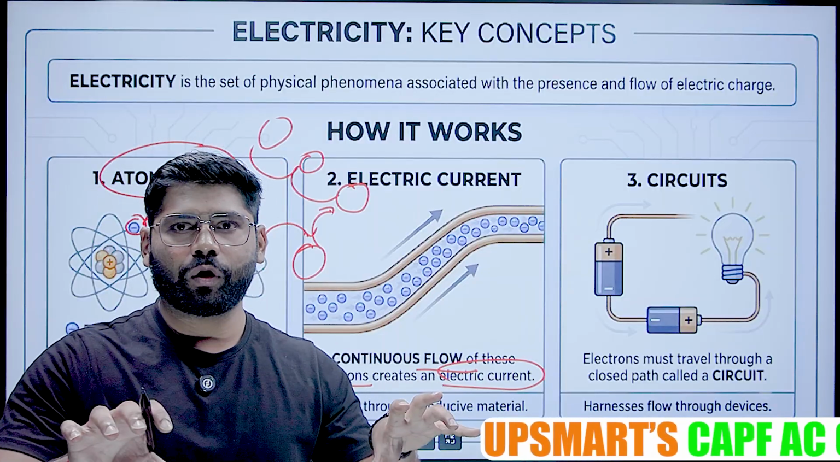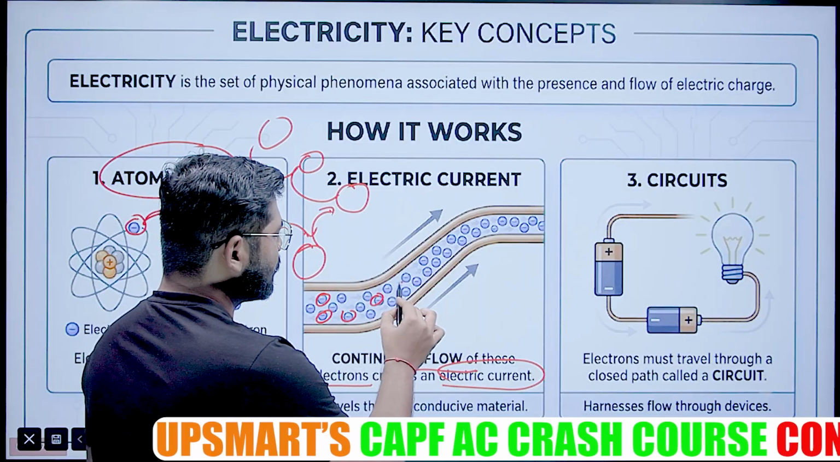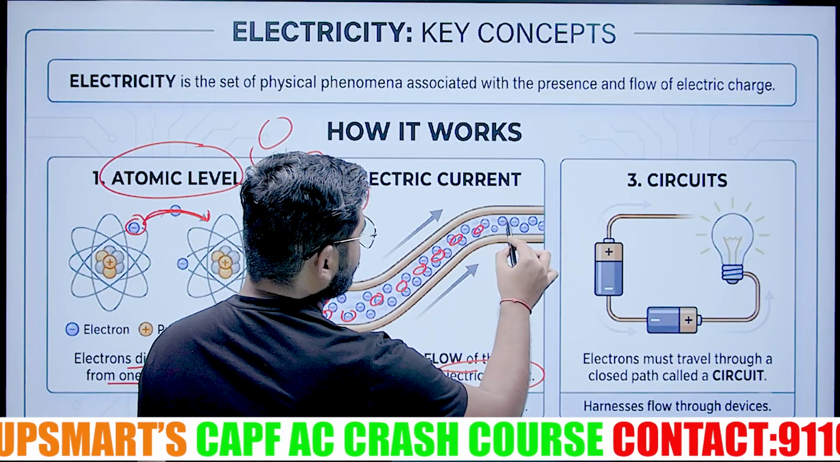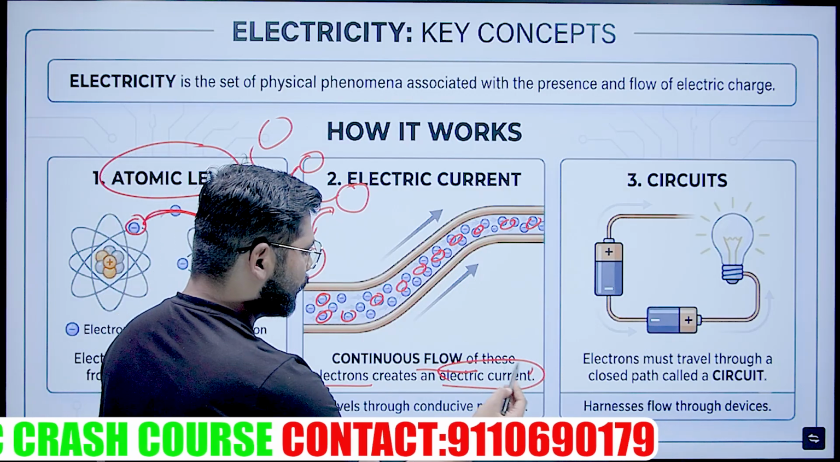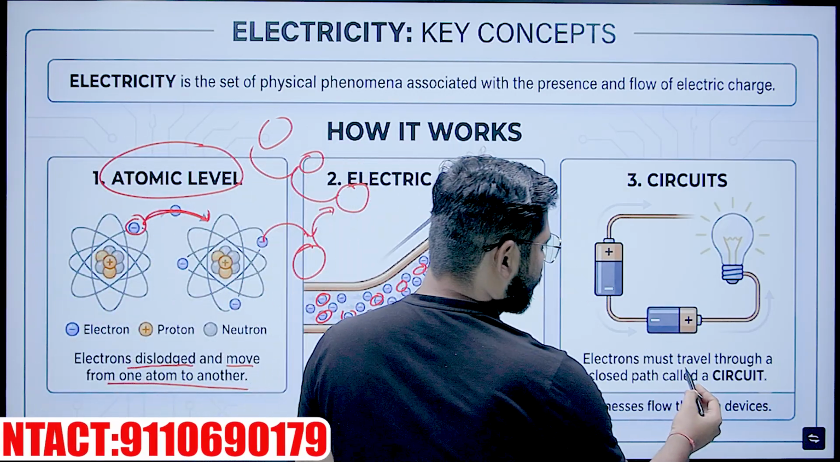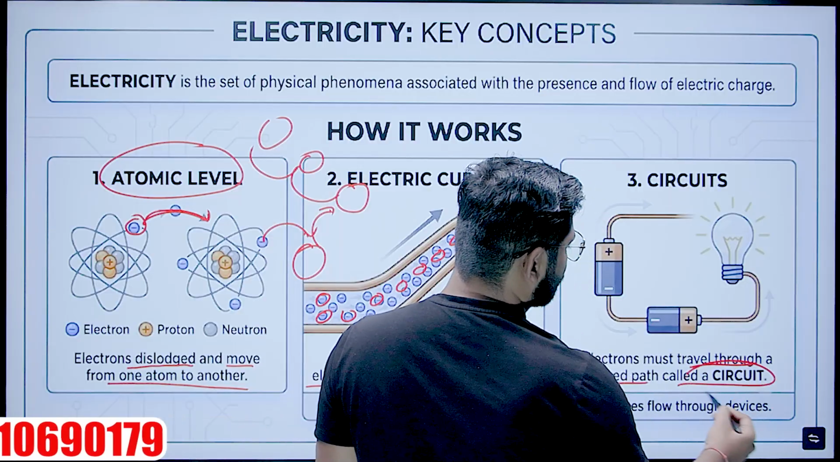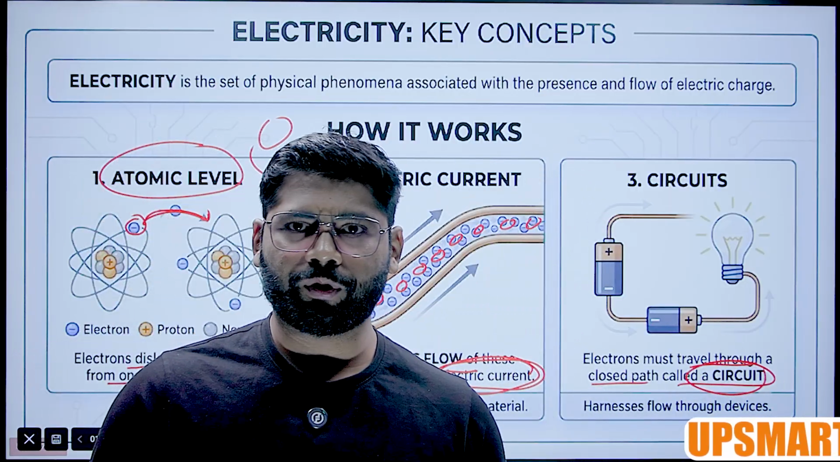So what happens finally? There will be a continuous flow of electrons. You can see there is a continuous flow of these negatively charged electrons. This is nothing but electric current. Now, the circuit. The electron must travel through a closed path, and that is called a circuit. So a circuit is nothing but a closed path within which electrons flow.